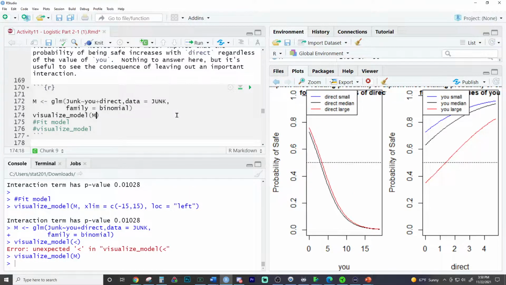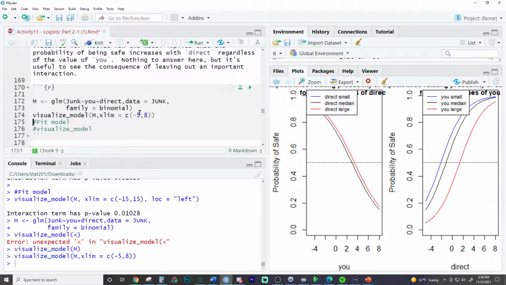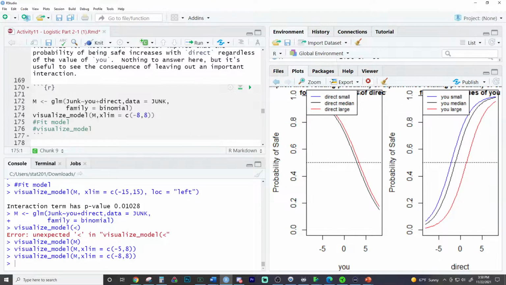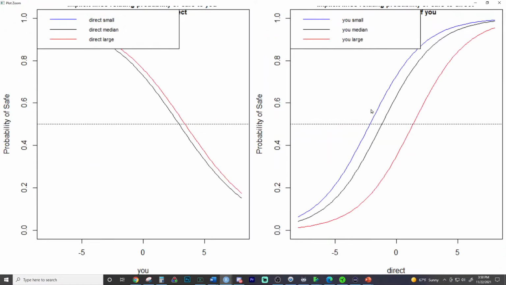We're going to go here and just make this a little bit larger with the xlim. And let's go to -8. There we go. And if you take a look, these sigmoidal curves are actually parallel. So direct actually increases the probability of an email being safe, and it's the same for any value of u. Previously, we had differing relationships, but because there is no interaction term, these are actually parallel.